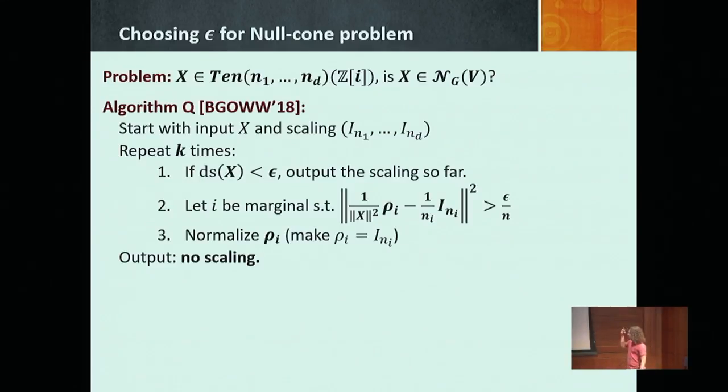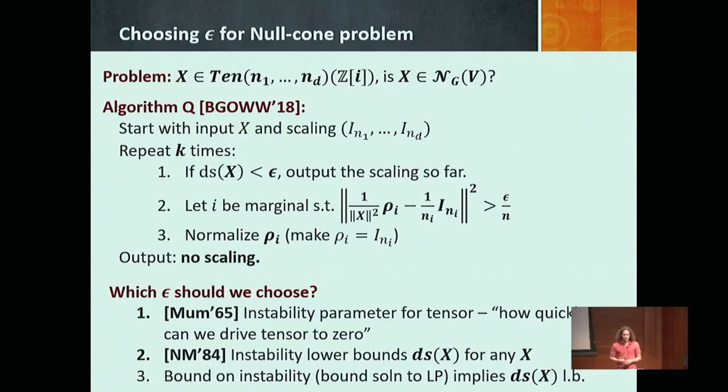Let's go to the tensor scaling, which is the more general case, and then I'll explain why for matrix scaling and operator scaling the bounds are actually much better. But let's start from the more general case here. We have this algorithm, and the only thing left is to pick epsilon to decide membership in the null-cone. So how are we going to choose this epsilon?